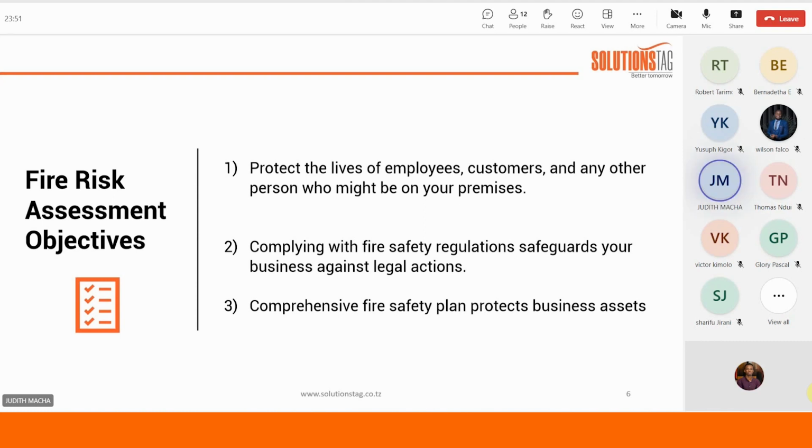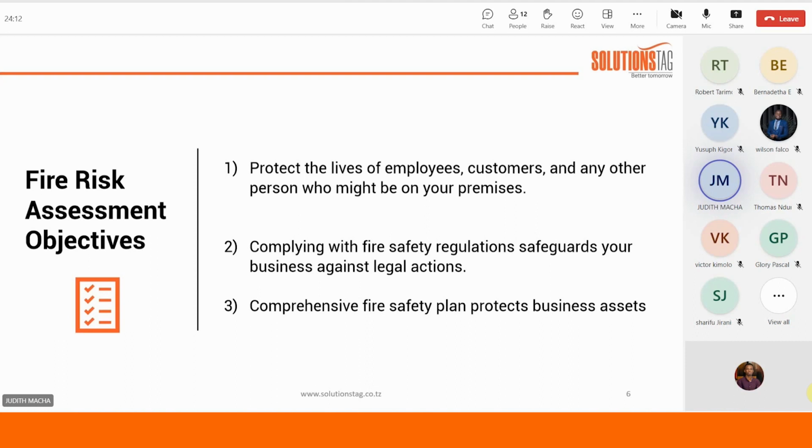And the other thing, you need to comply with regulations. Here I'm speaking, for example, in Tanzania, I'm speaking of our fire and rescue regulations that we are having. Then you need to comply with it to make sure you safeguard your business against any kind of legal action that can be taken to your business.